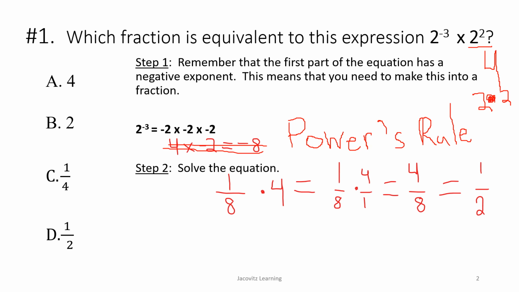Okay, you get 2 times 2. Either way, you're getting 4. Okay, so that's 1/8 times 4 over 1, which is 4/8. You reduce here. 4 goes into itself 1 time, and 4 goes into 8 2 times. So you get a half, and your answer is D.